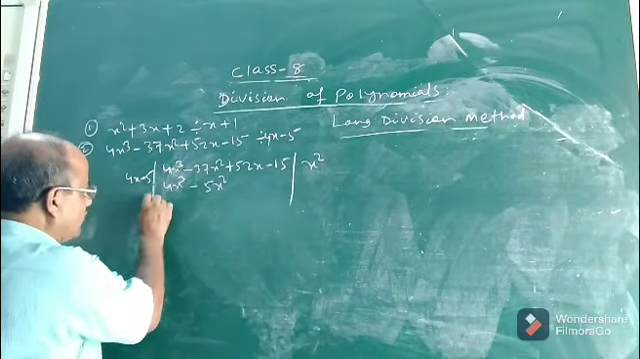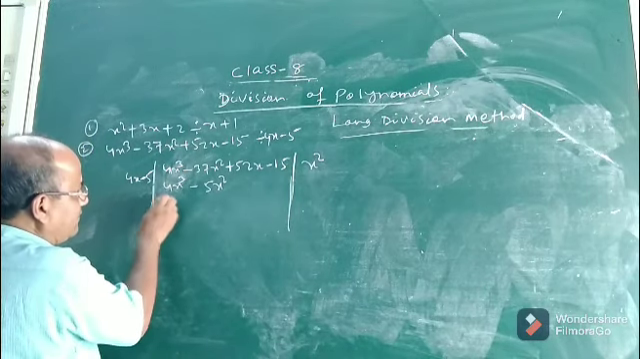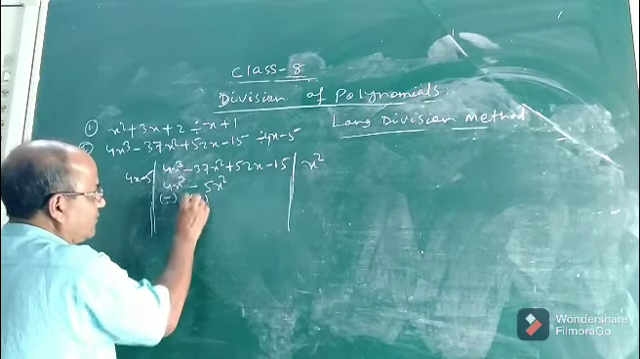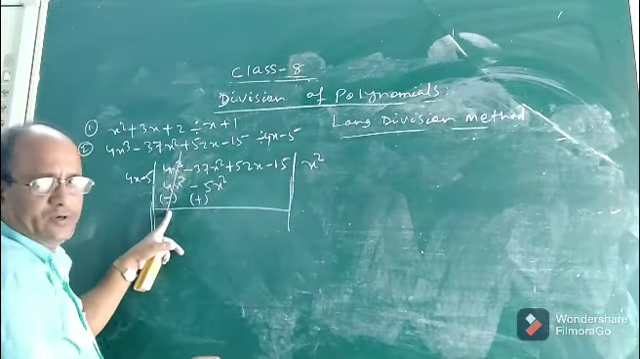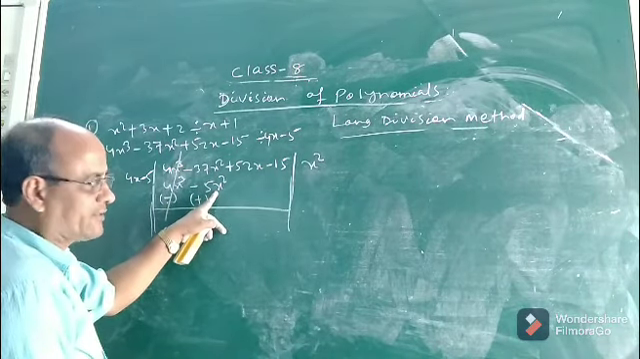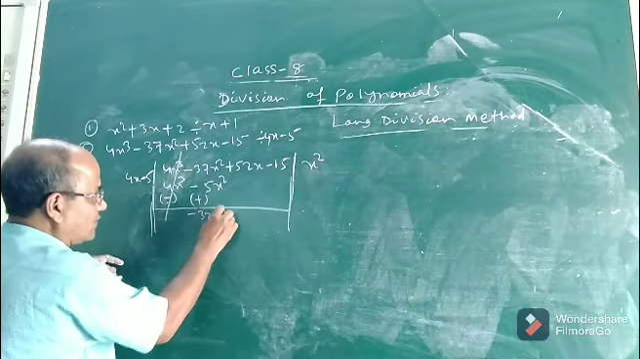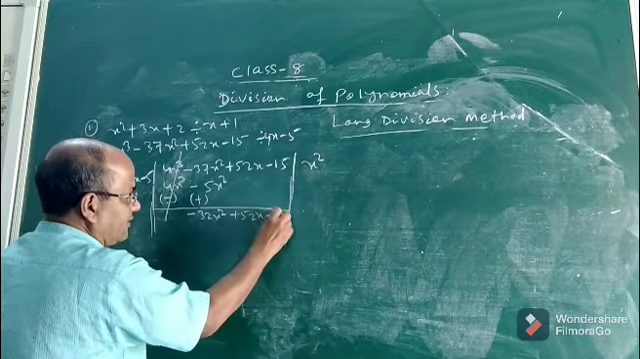Now what is the next step? The sign is plus, so it will become minus; change the sign. Here it is minus, it will become plus. Now 4x cube minus 4x cube will be 0. Now this is minus 37x square plus 5x square; adding these two, it will be minus 32x square, then plus 52x minus 15.